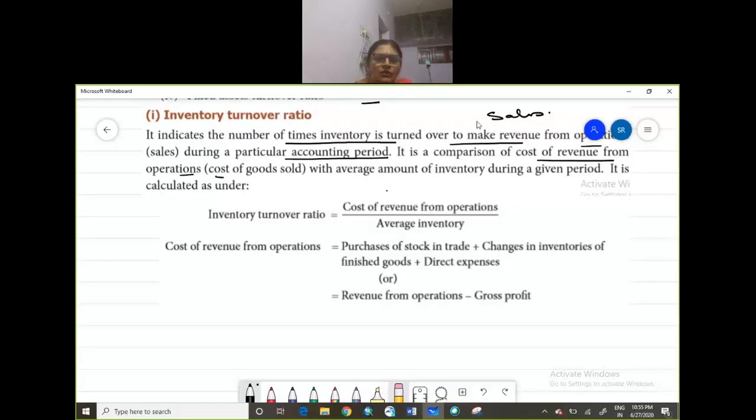Now you have a formula here for inventory turnover ratio. How to calculate it? Inventory turnover ratio is calculated as cost of revenue from operations, which is nothing but cost of goods sold, divided by average inventory. Now, how to calculate cost of revenue from operations? That is purchase of stock in trade plus change in inventories of finished goods plus direct expenses.